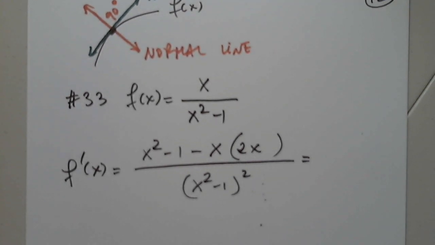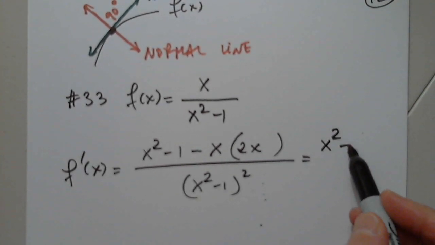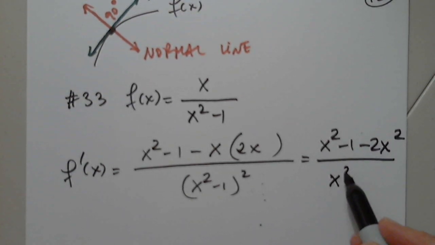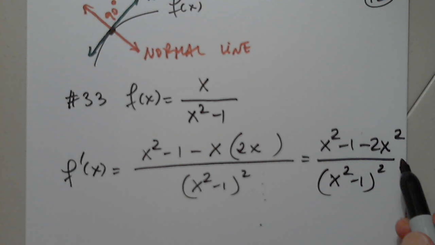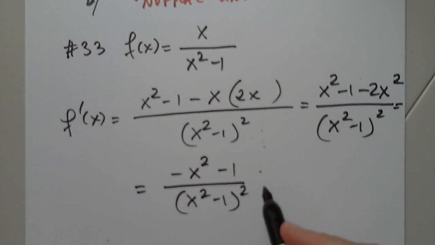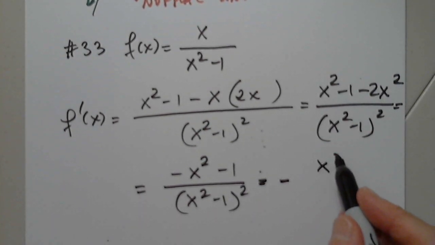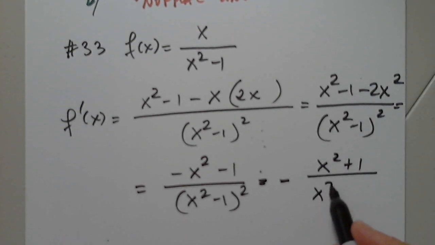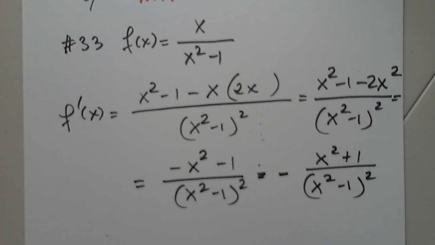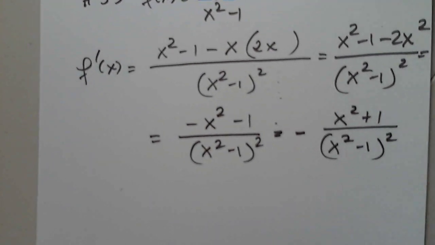I'll try to see if I can simplify it. So I have x squared minus 1 minus 2x squared divided by x squared minus 1 squared. So of course negative x squared minus 1 over x squared minus 1 squared. I don't like those negatives. X squared plus 1 over x squared minus 1 squared. This is what I want to differentiate to find the second derivative.